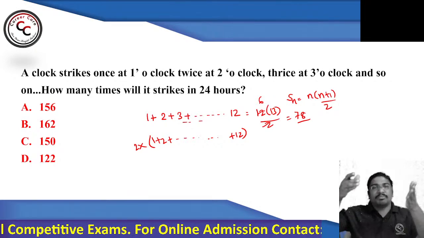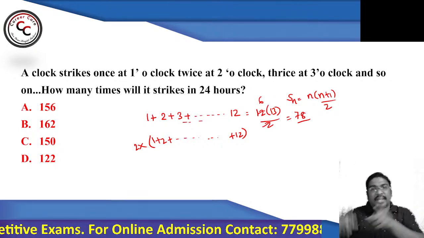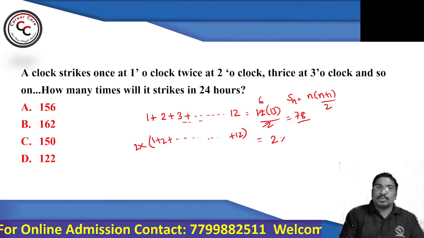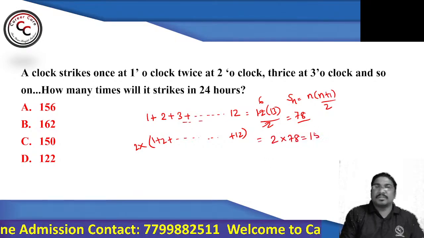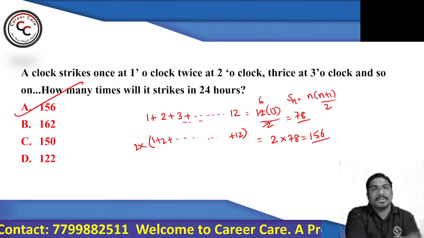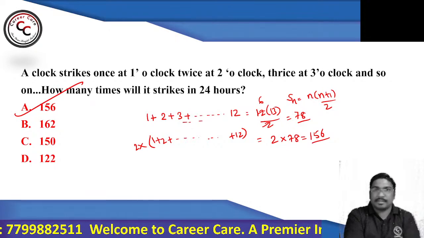So this is from 1 to 12, and again from 1 to 12. Why? Because 24 hours. Or you can say 2 times 78, which is equal to 156. So you can go with option number A, 156. As simple as that.